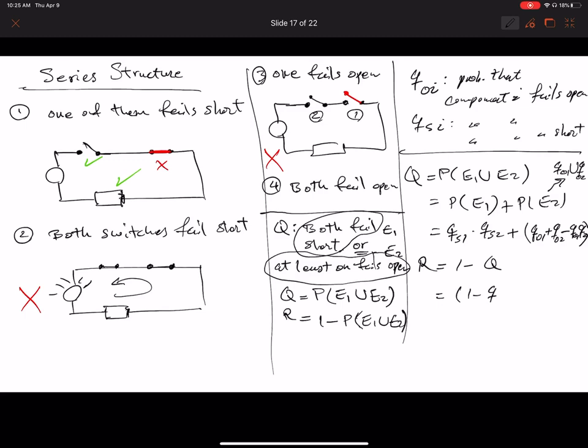1 minus QO1 times 1 minus QO2 minus QS1 QS2. That is what I'm looking for. Reliability is basically the probability that neither of them fails open, none of them fails open.